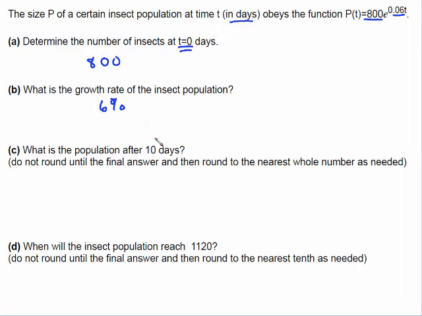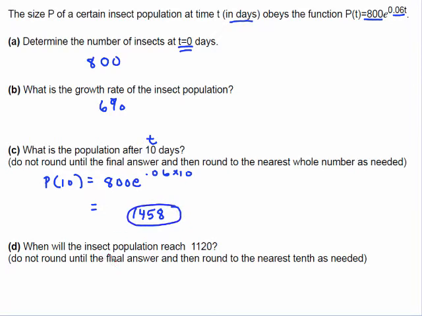Now it says, what is the population after 10 days? Now, 10 days, that is your t. If you look back at your function here, we're looking at the population as a function of time. So we're just using this formula. P of 10, because you want to know what's going on after 10 days, equals 800 e to the 0.06 times t, which is that 10 right there. So this is just a straight calculator problem. Enter in 800, second ln, which brings up your e, to the 0.06 times 10, and we have 1,458 insects after 10 days.